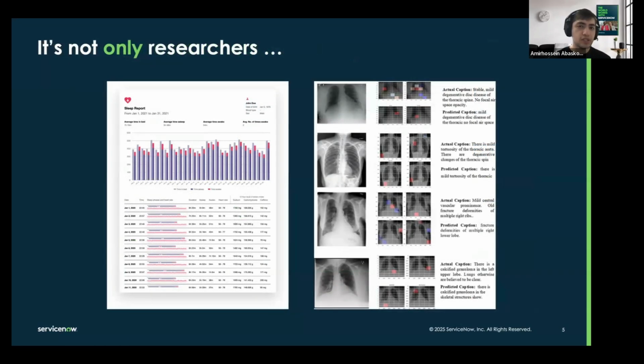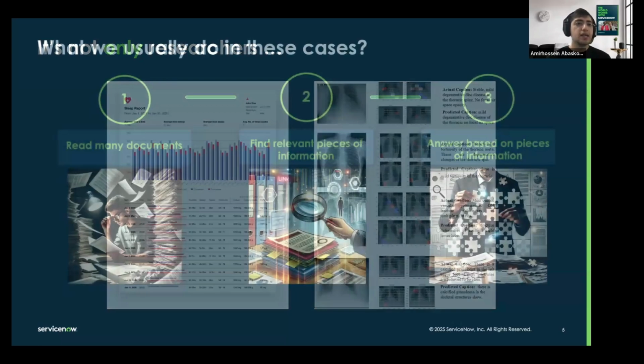And it's not only about researchers. We have this situation in other domains, such as medical documents, where you may have a question about a patient, and there is information in different modalities, like X-ray images, tables, charts, and textual information such as medical reports. You may need to interpret all of them to come up with the answer. So this is not just for researchers. This can happen in all domains.